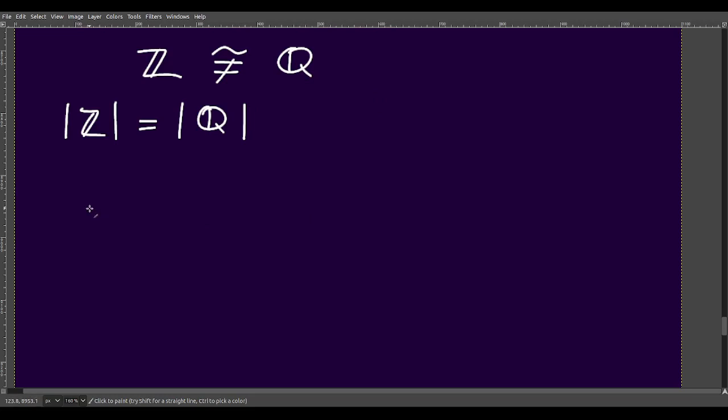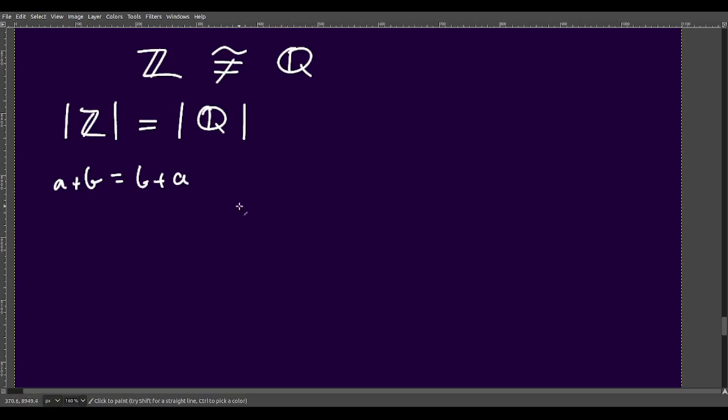Some other tests that you can do to check if something isn't an isomorphism: you can check if both groups are abelian. So we know that the integers are abelian, like a plus b is equal to b plus a, and you can do the same for the rational numbers. It's pretty straightforward, so that's fine.